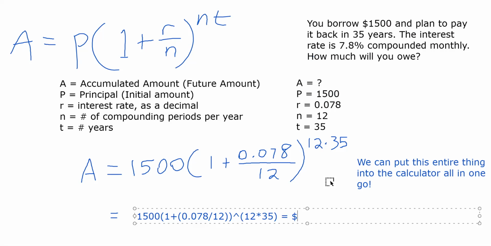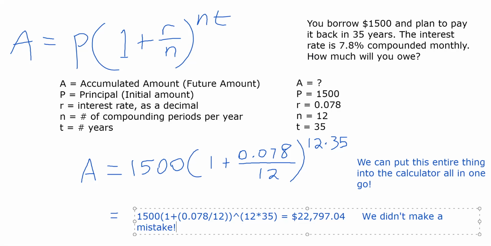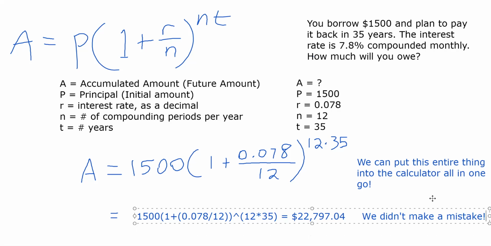So if you wait 35 years to pay the loan back, you're going to owe $22,797.04. I'm going to tell you right now, we didn't make a mistake. We did not screw anything up. No. That is exactly correct. That's very reasonable. Yeah, you owe almost $23,000.